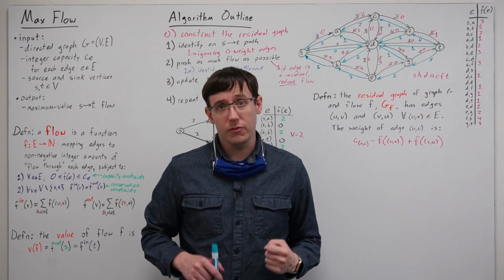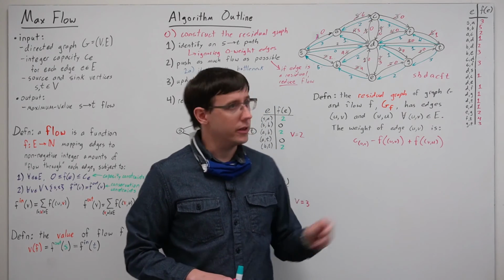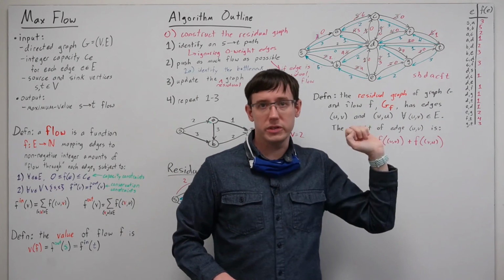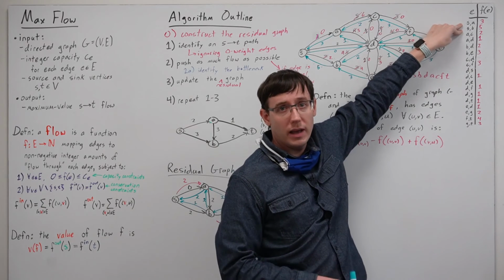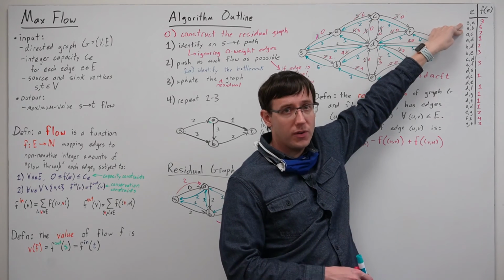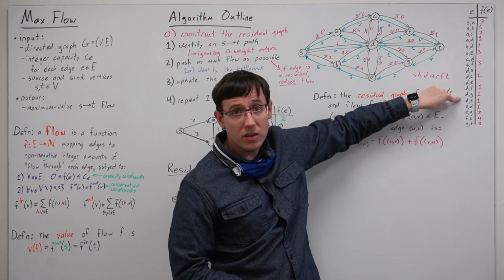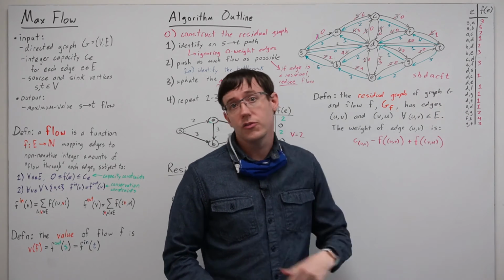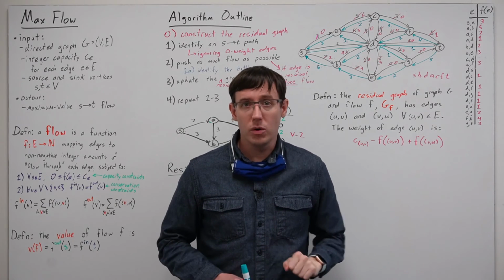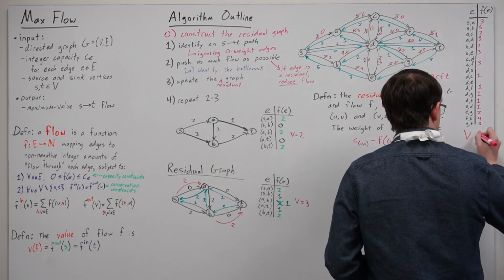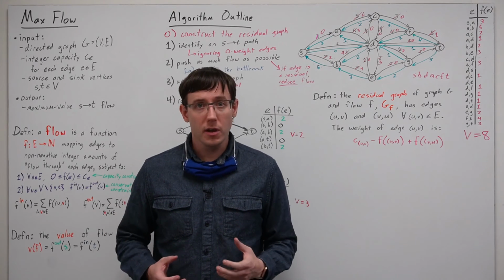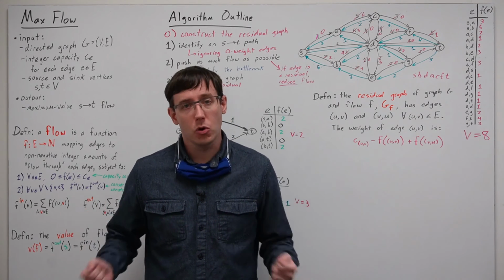The value of this flow is equal to either the total outflow from S or the total inflow to T. S has a total outflow of 3 plus 5, and T has a total inflow of 1 plus 4 plus 3. So either way, the value of our flow is 8. Now that we've seen Ford-Fulkerson in action, we should think about why this algorithm is correct.